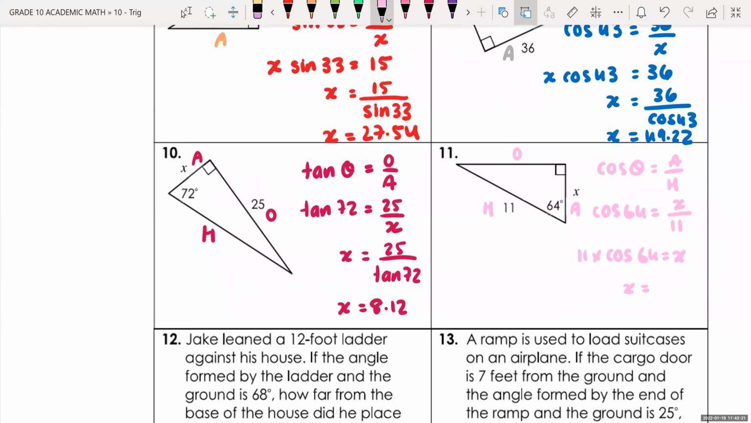What did you guys get for this? Yep, me too, 4.82. Thank you, Sarashnavi. I saw your answer as well. Good. Yep, 4.82 is what we got.